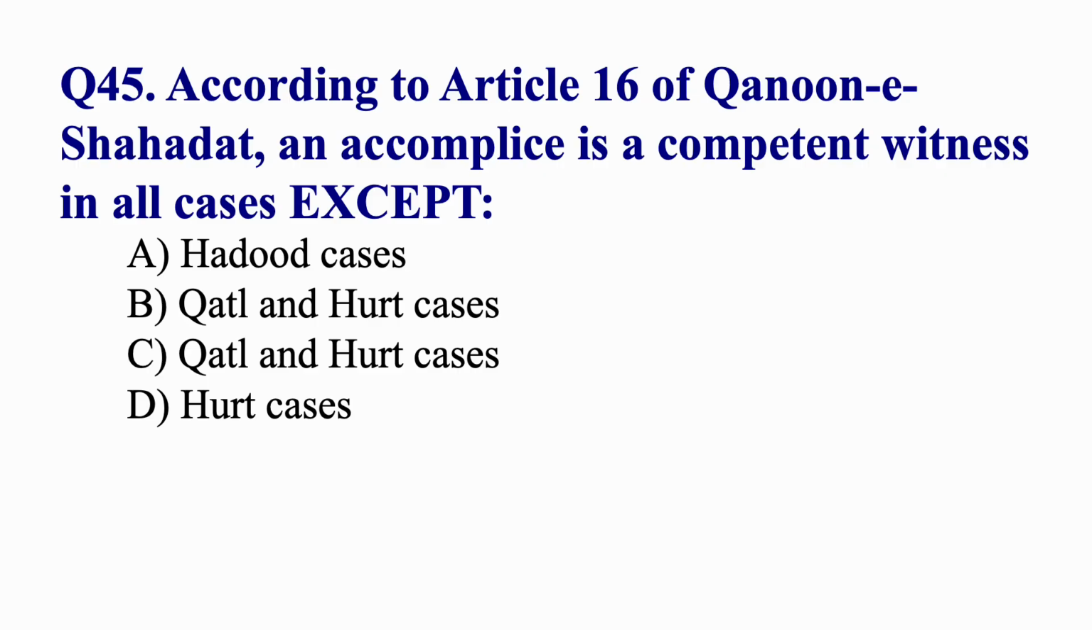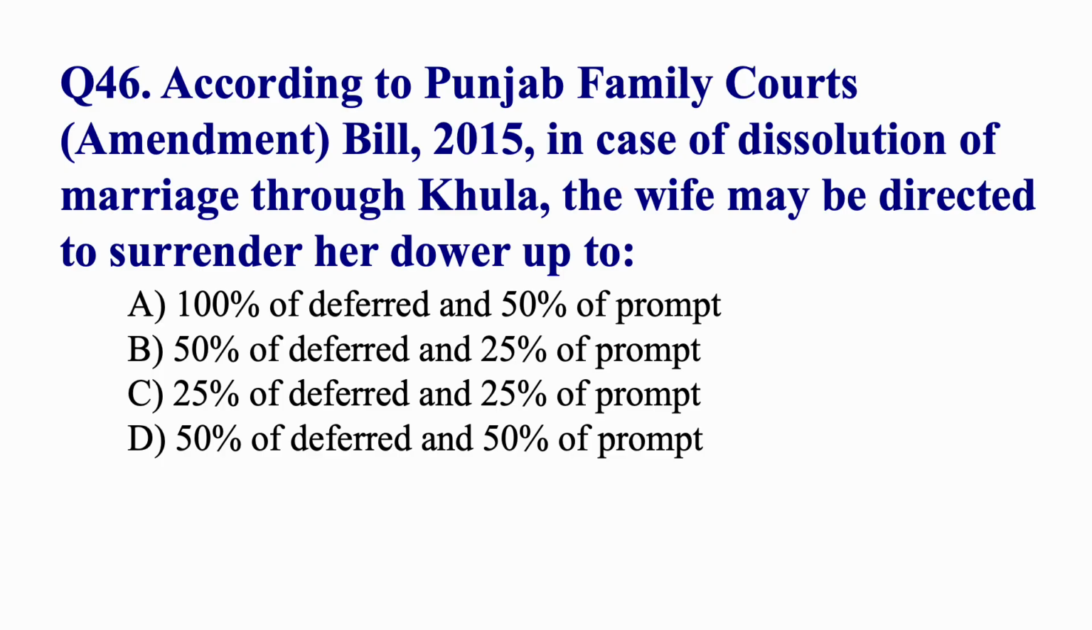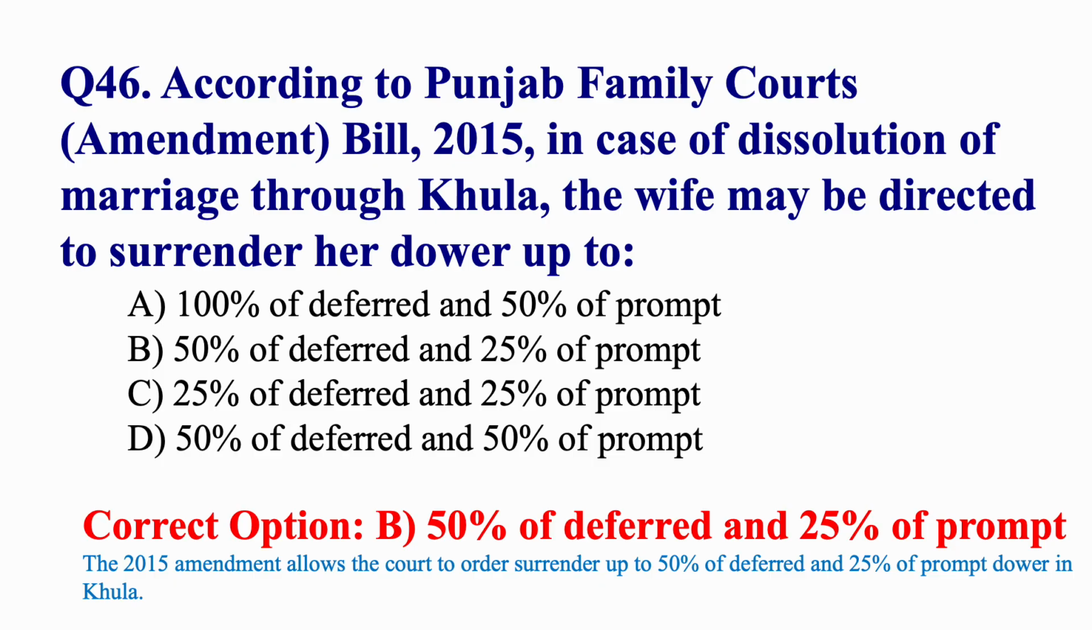According to Article 16 of Qanun-e-Shahadat, an accomplice is a competent witness in all cases except Hudud cases. According to the Punjab Family Courts Amendment Bill 2015, in case of dissolution of marriage through khula, the wife may be directed to surrender her dower up to 50% of deferred and 25% of prompt.